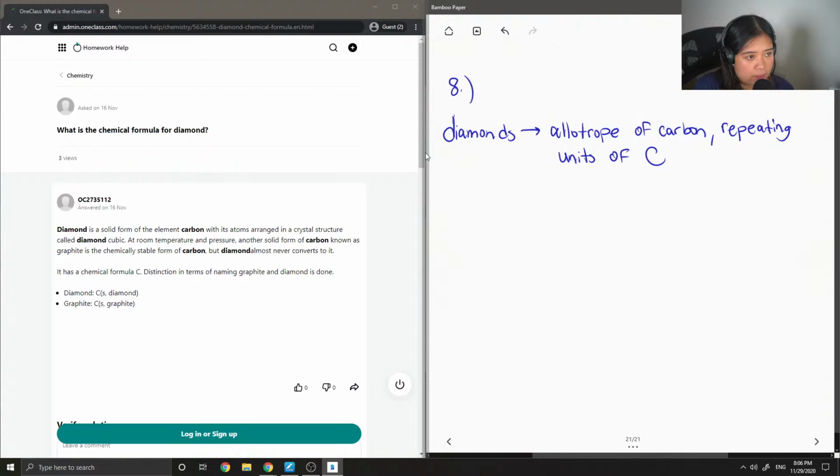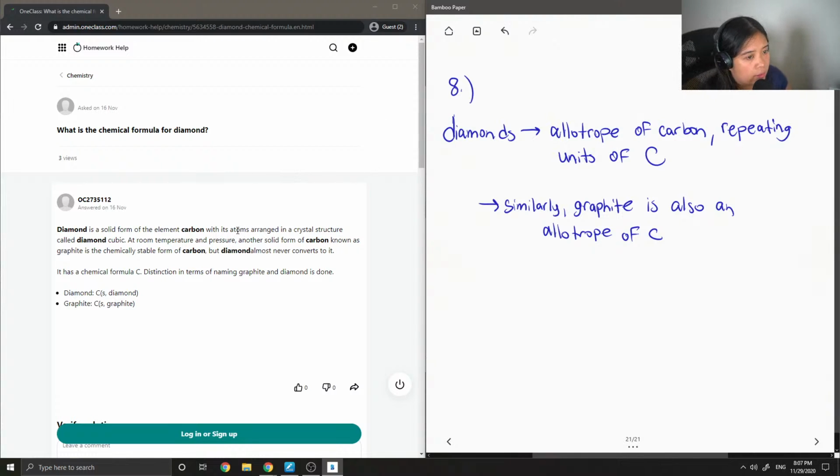Similar to diamonds is also graphite. So it is also an allotrope of carbon. The reason why they have such different structures is because of the type of carbon bonding that is in each of the allotropes.